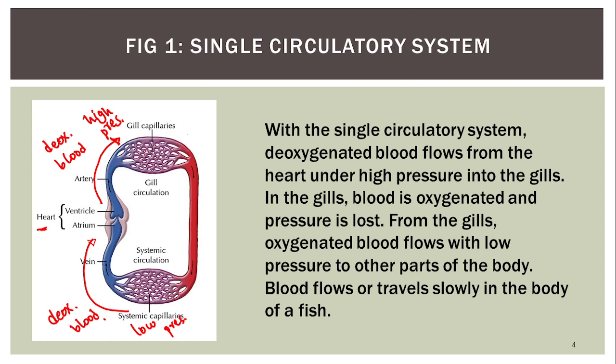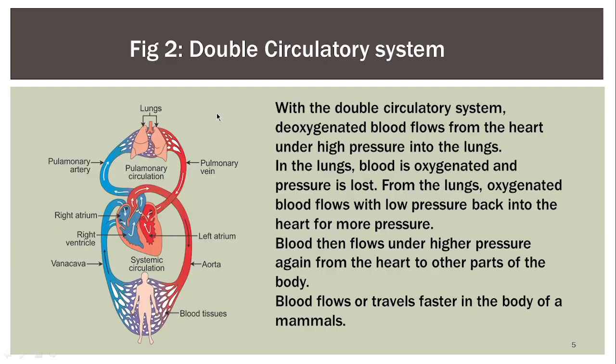Now as it reaches the gills over here, it needs to slow down so that it can be oxygenated, which causes its pressure to decrease. So low pressure, but as it gets oxygenated here, it moves all the way to the systemic capillaries as oxygenated blood, but in low pressure. That's all it was saying.